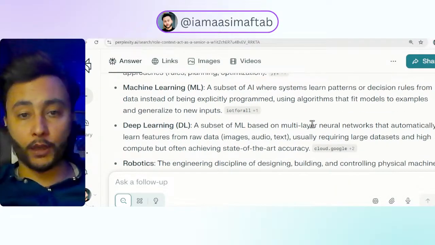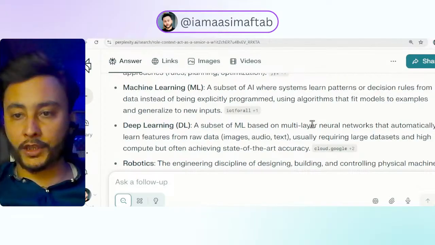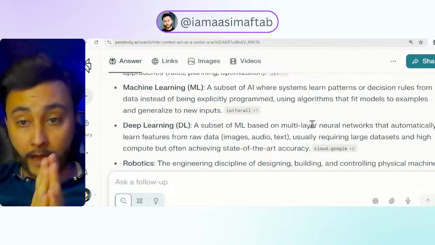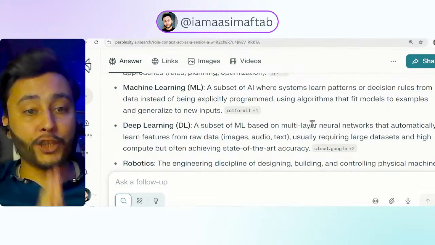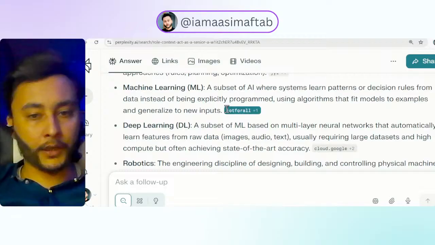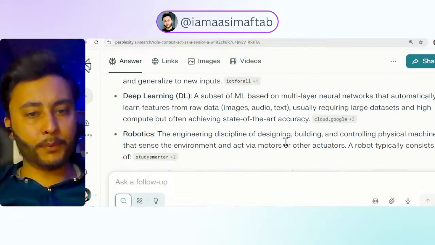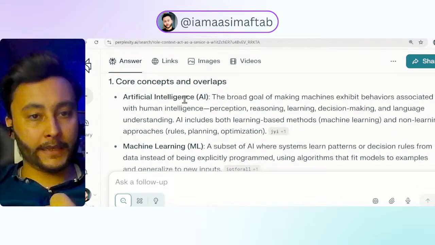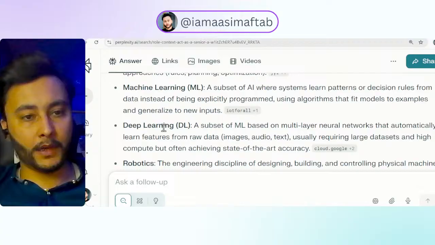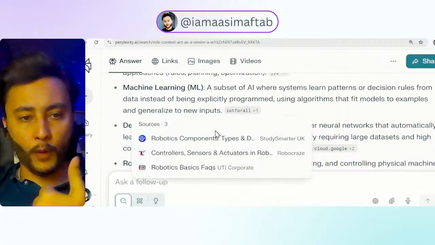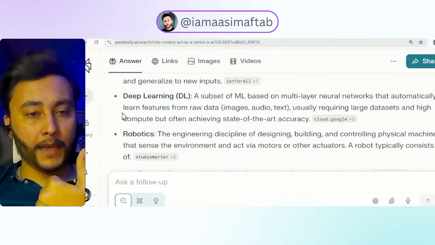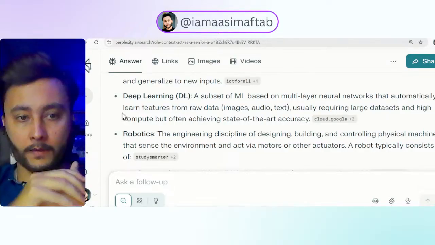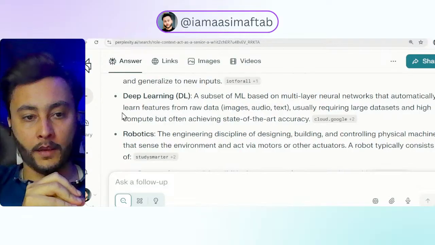Machine learning, a subset of AI where systems learn patterns or decision rules from data instead of being explicitly programmed, using algorithms that fit models to examples and generalize to new inputs. Here the resource as well. What is deep learning? A subset of ML. You're seeing the hierarchy. Artificial intelligence, machine learning is a subset of it, deep learning is a subset of machine learning, and then comes the robotics. While deep learning, NLP, machine learning, and also computer vision play an important role in it. Computer vision is a very fantastic thing.